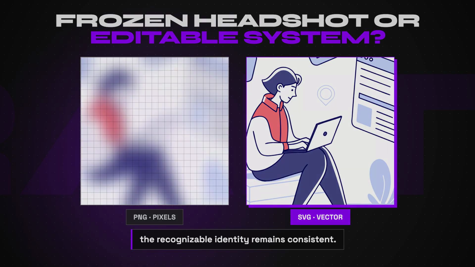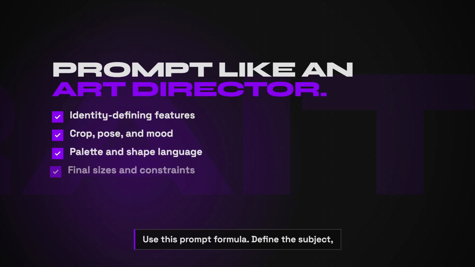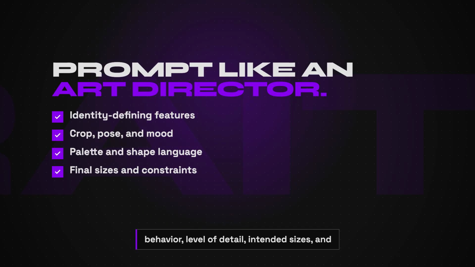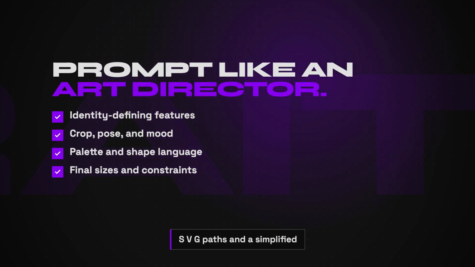Use this prompt formula. Define the subject, age range, face shape, hair, expression, pose, wardrobe, and signature features. Then specify the portrait crop, illustration style, palette, background, line behavior, level of detail, intended sizes, and details to avoid. Finish with clean editable SVG paths and a simplified small size version.